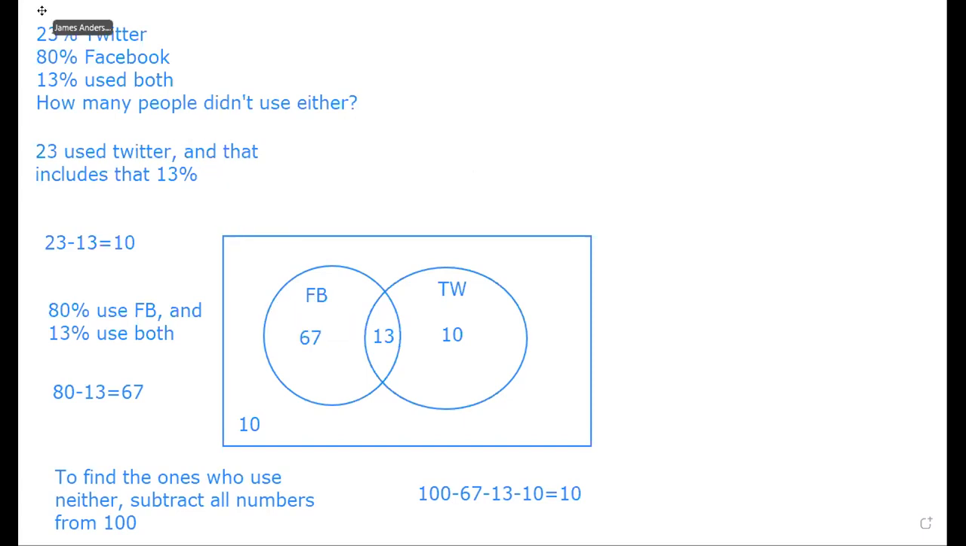Easiest way to do it, usually you want to fill in the middle part first because that makes life easier. So you have that 13%. And then you take the people who use Facebook and Twitter and subtract it from the ones that have both. Whenever you do that, you can calculate just Facebook and just Twitter. And then from that, you can find out who use neither. Does that one make sense? Even though those are more complicated, I find those easier.